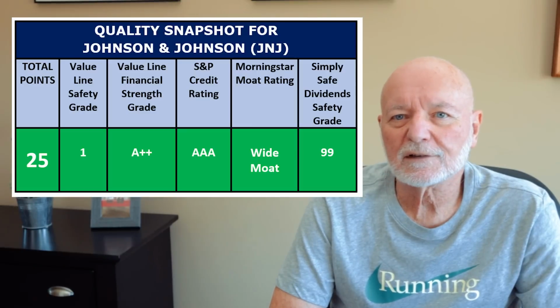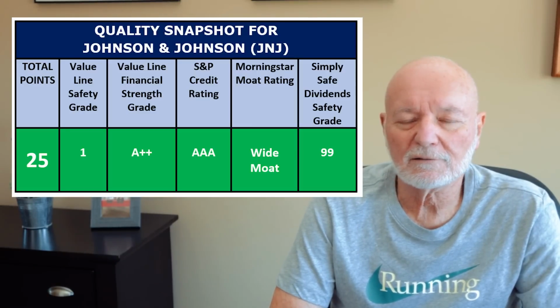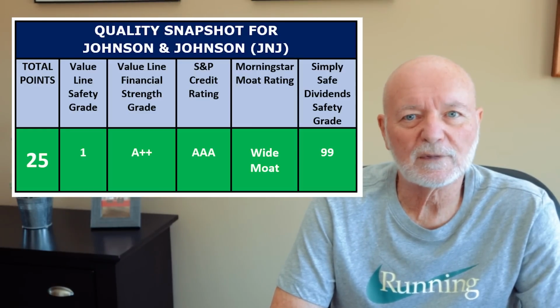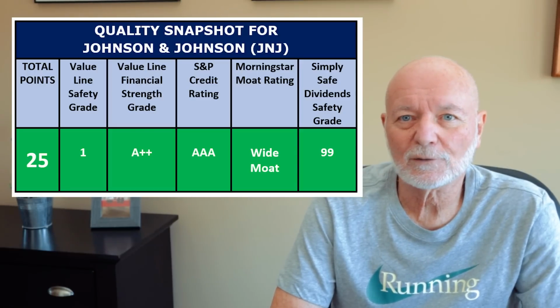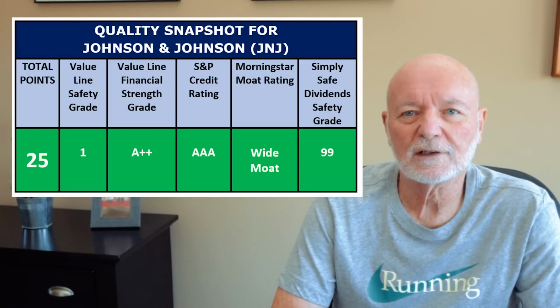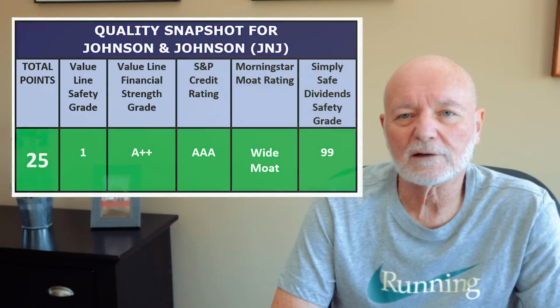And I would consider Johnson & Johnson, if I were giving a letter grade, that would be an A+ for me. Anything between 23 and 25 is an A. It's excellent. 25 is really special, however. It's very rare to see a company get 25 total points for its quality snapshot.